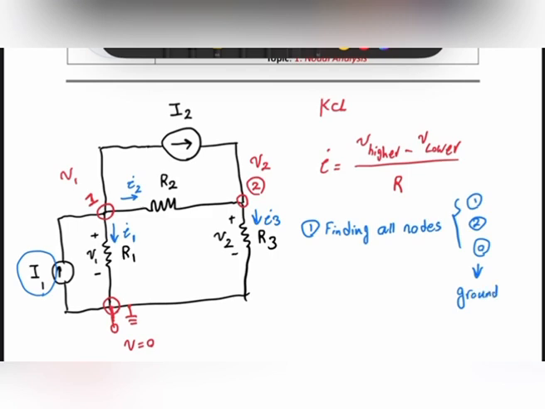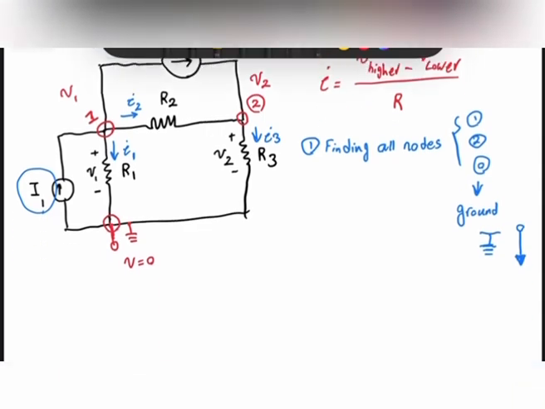In this book, we are going to show the ground like this, or also it is possible you see it like that. Okay, so we are going to find all nodes. Here we have 3 nodes: node 1, node 2, and the last one, which is the ground.